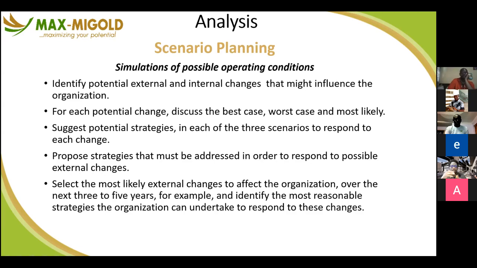Those are scenarios. You can start with external and internal changes that might influence the organization, and for each change, discuss the best case, the worst case, and the most likely. Suggest financial strategies in each of the 3 scenarios to respond to each change. Propose strategies that must be addressed to respond to the most likely external changes to affect the organization over the next 3 to 5 years, for example, and identify the most reasonable strategies the organization can undertake to respond to these changes.